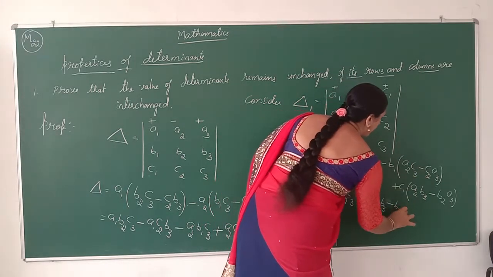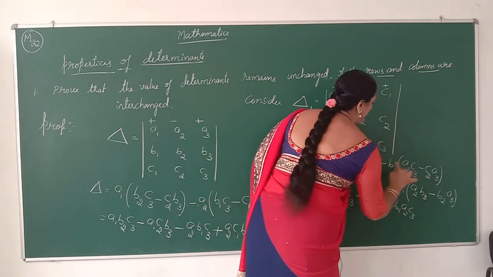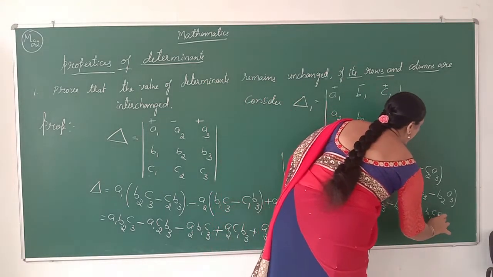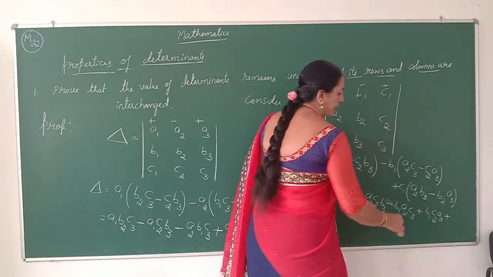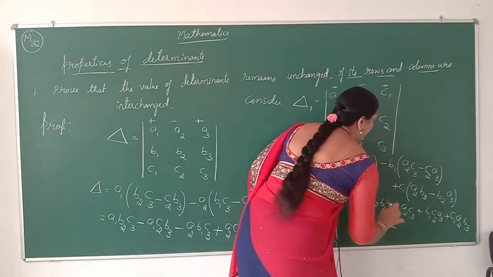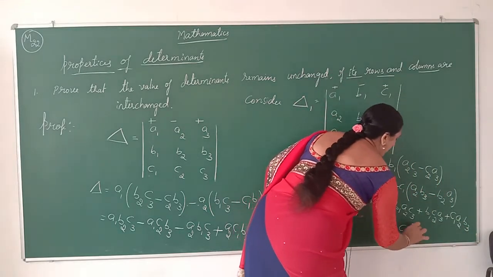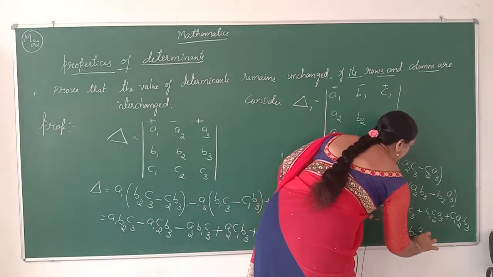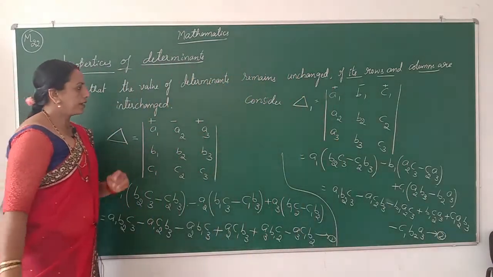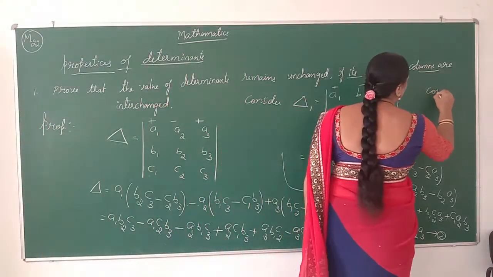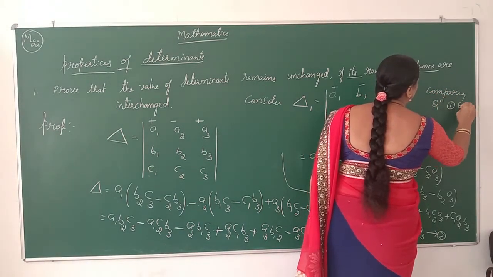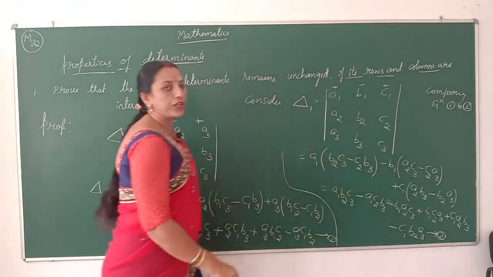minus B1 A2 C3, minus into minus is plus B1 C2 A3, plus C1 A2 B3, plus into minus is minus C1 B2 A3, and let this be called equation 2. Then comparing equations 1 and 2, each element is correspondingly equal to each other.